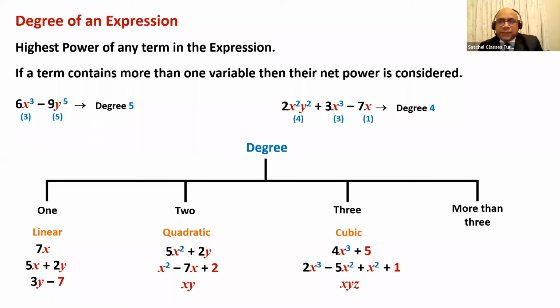If the degree of any expression is more than 3, then it is generally called a higher order expression. For example, 3x to the power 4 plus 2, 3x to the power 5 minus 5x cubed plus 2x plus 6, or simply x squared y cubed. All of these are examples of higher order algebraic expressions. So these are algebraic expressions.